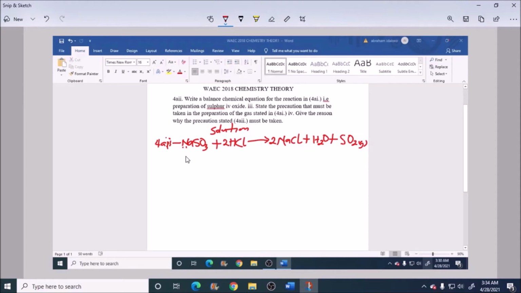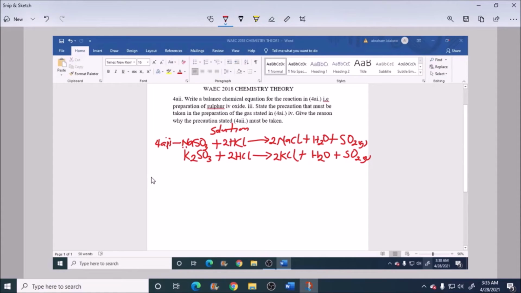Then we have to write the balanced chemical equation. This is just the balanced chemical equation, or we can still use potassium trioxosulfate, that is K2SO3, plus 2 mole of hydrochloric acid. Then it will also give potassium chloride, that is 2 mole. Then we have water as one of the products, 1 mole. Then we have SO2 gas, that is the sulfur 4 oxide gas we have to prepare.